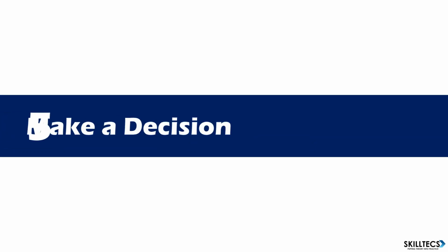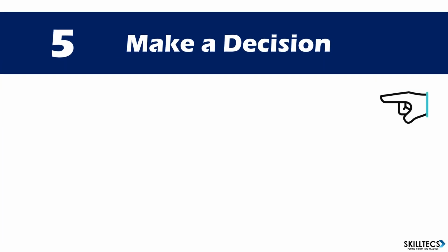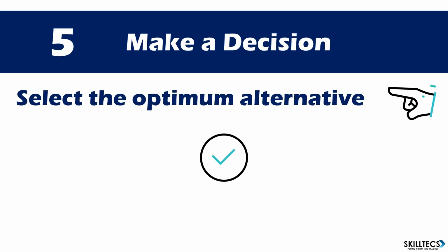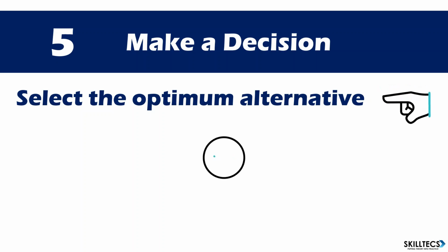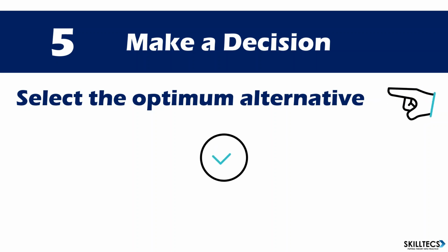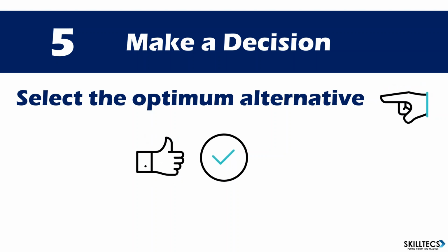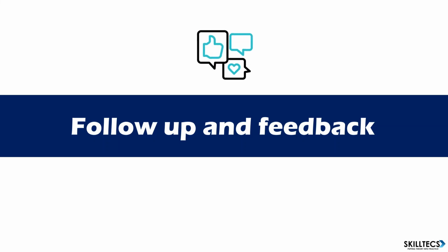Step 5. Make a decision. This is the final step in the thinking process, making a decision after selecting the optimum alternative among the rest you have developed and compared. This would probably be the best decision in the light of the information you have gathered in Step 2 and the comparison you have made in Step 4. So congratulations, now you can make a decision in a systematic way. However, it is important to follow up and get feedback to make sure that you are on the right path.